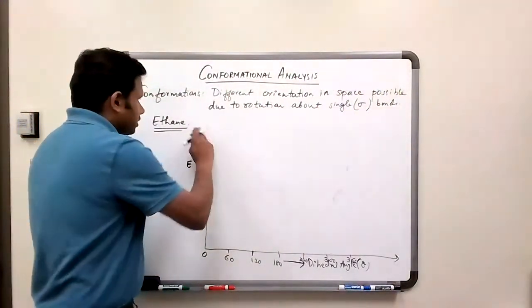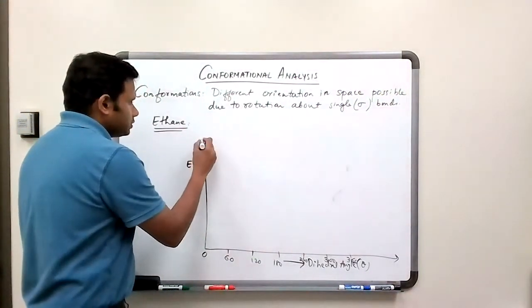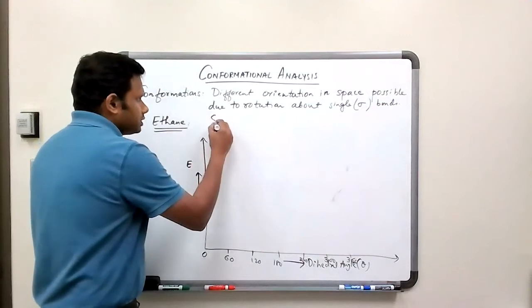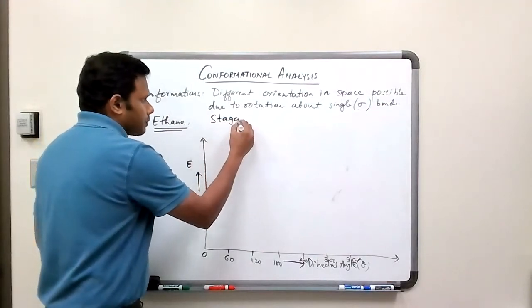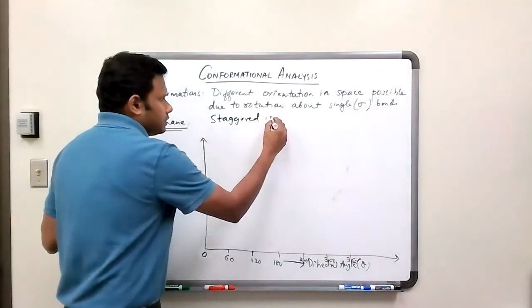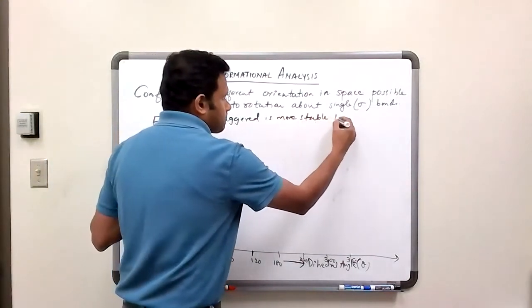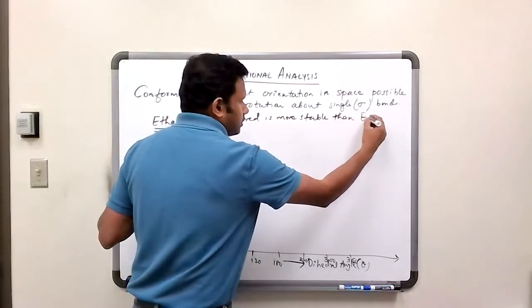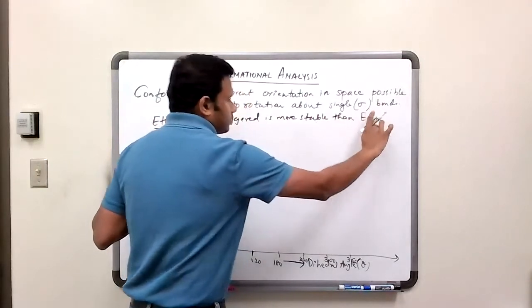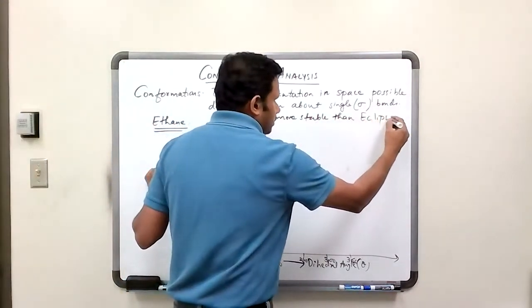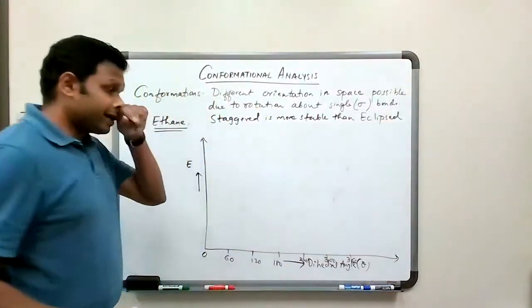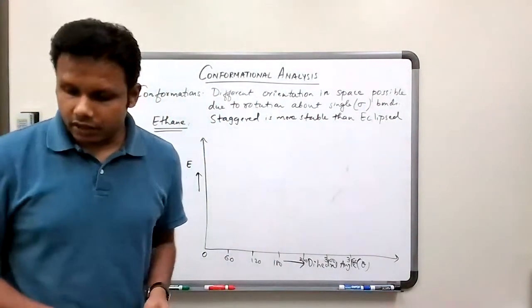So, just to summarize, we're going to say staggered is more stable than eclipsed. Staggered conformation is more stable than eclipsed.